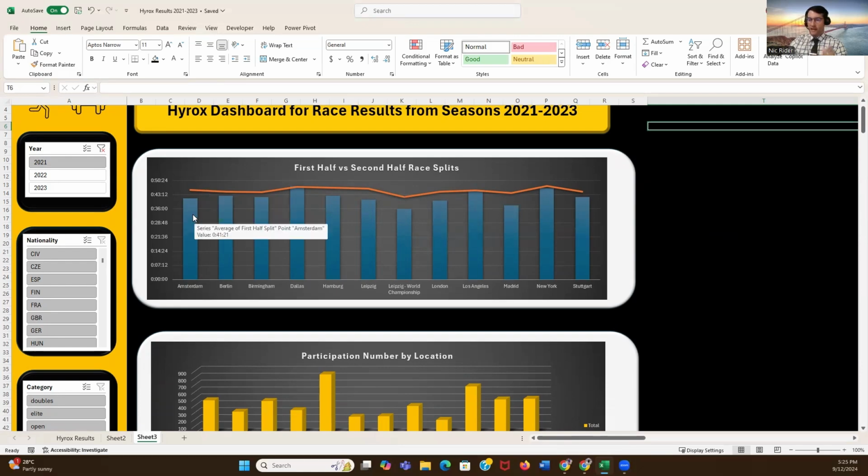So if I look at Hyrox Amsterdam 2021, we can see that the average first half split in this event was 41:21, and the second half was 45:36. That presents quite a big disparity between first and second half. In Dallas, the average in the first half was actually slower than the second half, so on average, people performed negative splits on the Dallas course in 2021. That's just a little bit of an idea of what we can look into here.